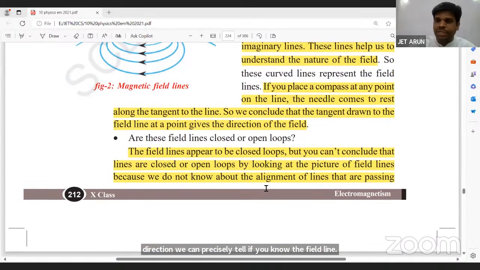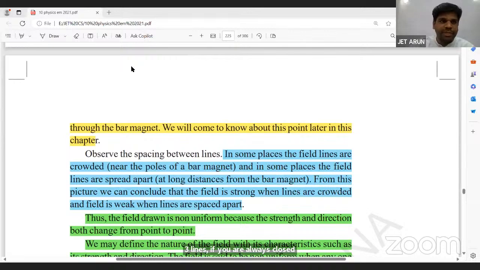All right. Usually field lines may not be closed, but magnetic field lines are always closed loops. That has got far-reaching consequences, students. Magnetic field lines are always closed loops. All right. Let's go for the next point.